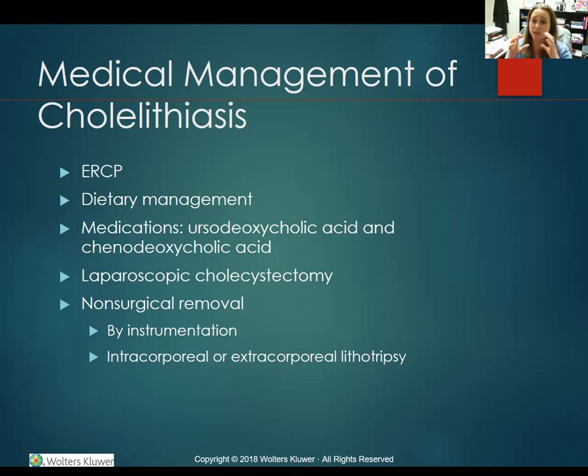And then if they're really big stones, they can break them up and then potentially go in through an endoscope and retrieve stones if needed. So there's some different non-surgical management.